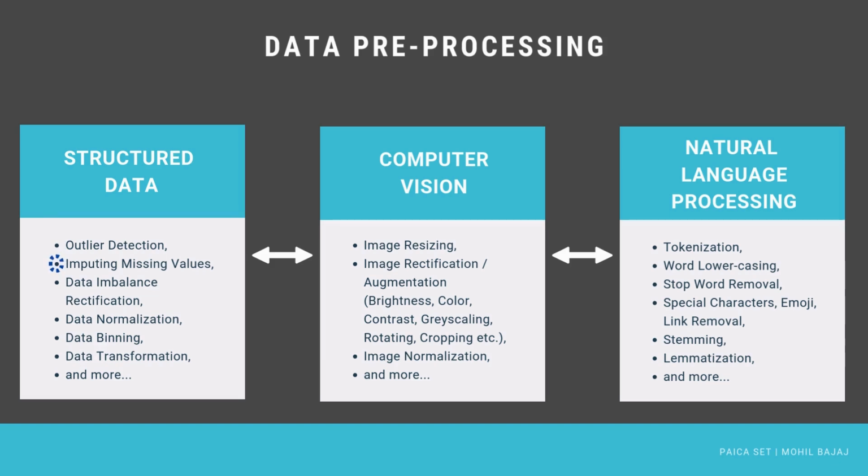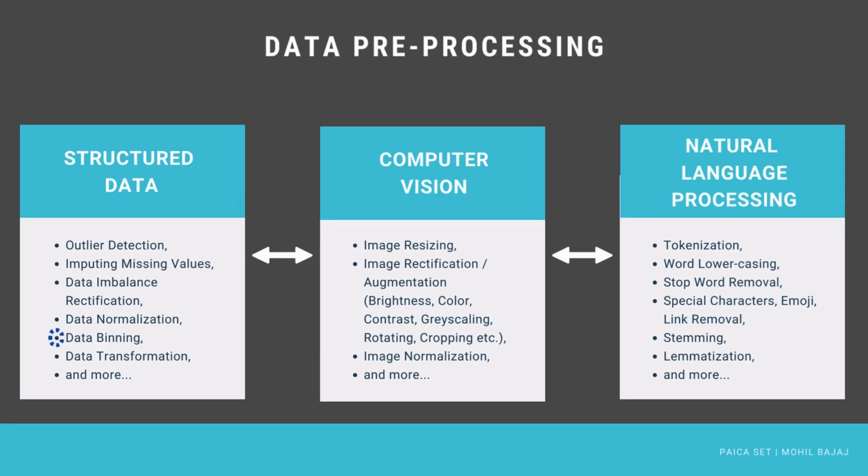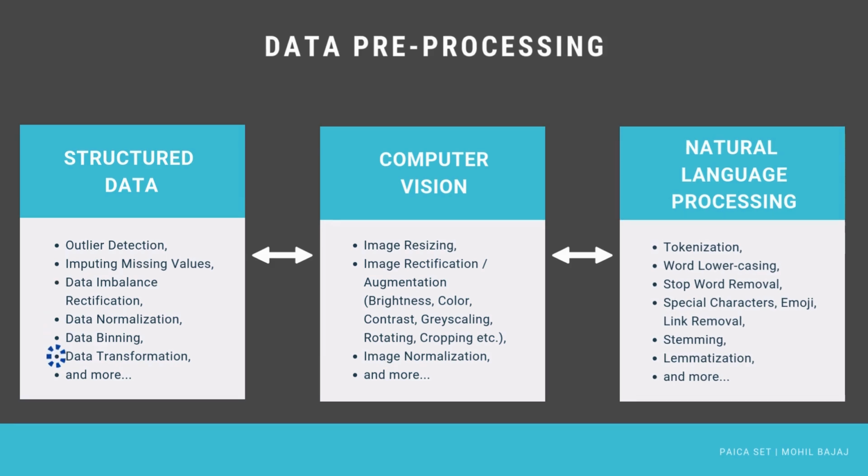Another pre-processing step that is performed is to check for and correct missing data. Again, the reason for this could be sensor error, bad internet connection, or human error if the data is being entered manually. Some other pre-processing steps include data imbalance rectification, which is for classification tasks, data normalization, data binning, and data transformation. We will go over them one by one in the next few videos.